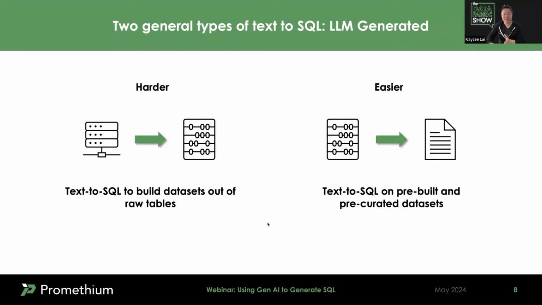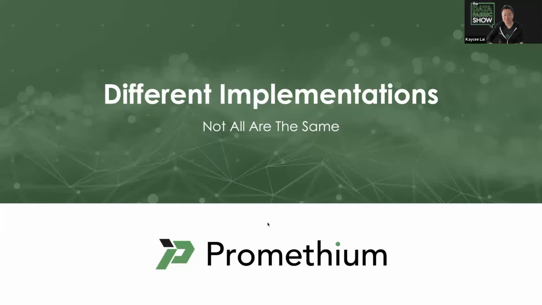So you have to think about which one is right, and again, it's not saying one is necessarily better than the other, because I think for a lot of business users where you want that awesome out-of-box experience, maybe the easier part of generating on pre-built, pre-curated data sets is an easier way to start. But in terms of unlocking value, in terms of helping reduce the backlog off of the data team, I think the one on the left, the text-to-SQL, in terms of building data sets out of raw tables, that's the more valuable and more powerful.